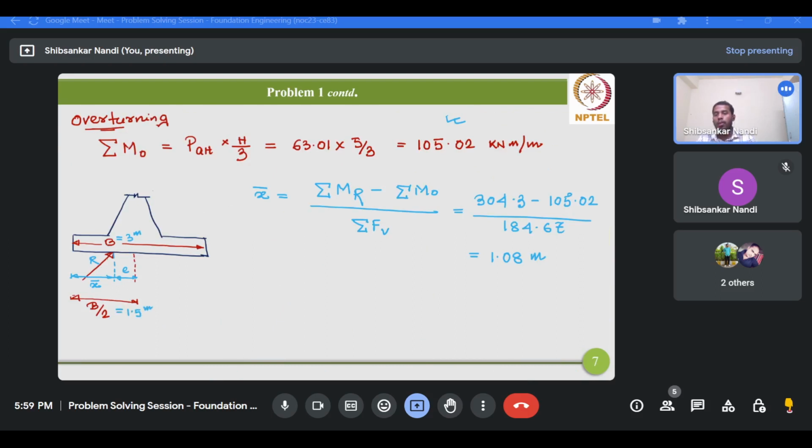Now the resultant reaction is basically acting at a distance of 1.08 meter. So therefore, what is the eccentricity? Eccentricity would be B by 2 minus x bar. So B by 2 is your 1.5 minus 1.08. So that means 0.42.